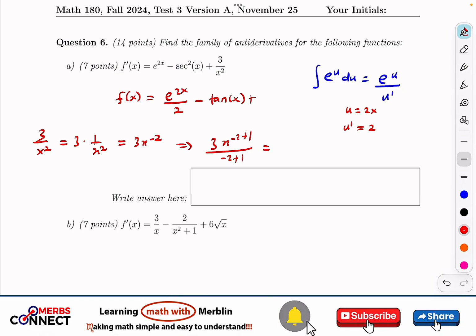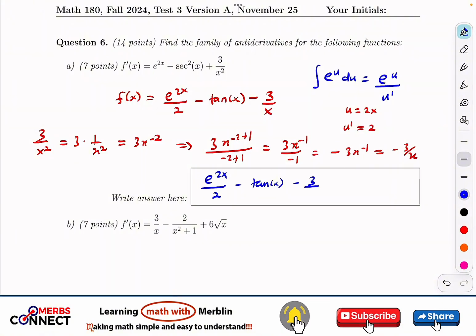Simplifying this is going to give us 3x to the power minus 1 divided by minus 1. This is the same as minus 3x to the power minus 1. If you want to simplify this, you can say that this is the same as minus 3 divided by x. So this is what we are going to get here. Finally, we can put our final results here and write e to the power 2x divided by 2, minus tangent of x, minus 3 divided by x.